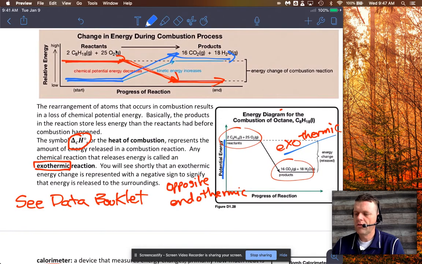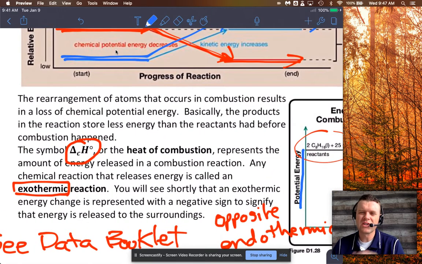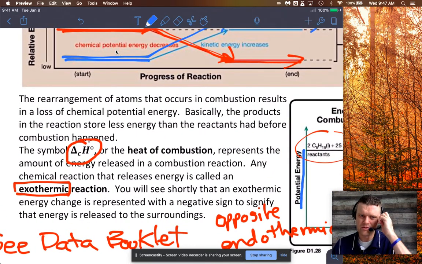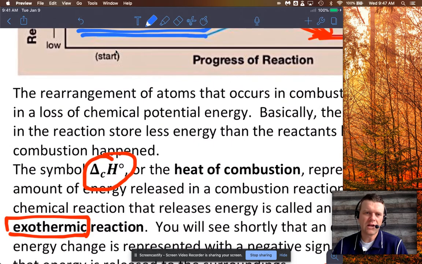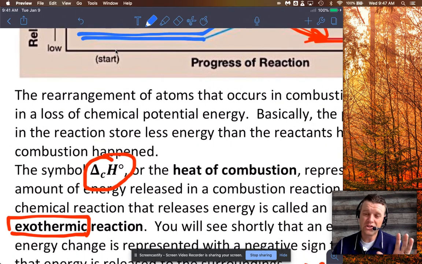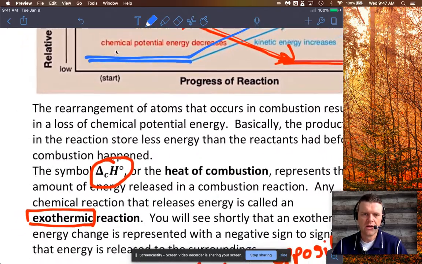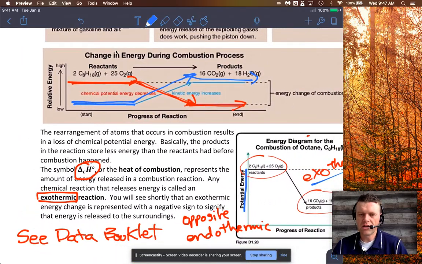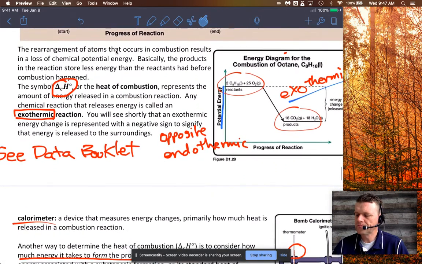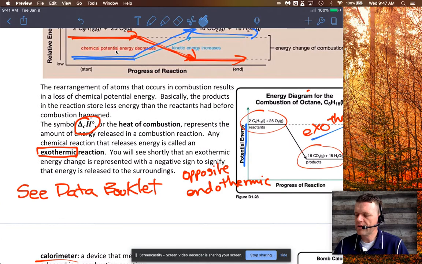Okay, so there's a bunch of symbols here, and I don't want you to trip on them too much. They call it the heat of combustion, and it's really a delta little c H with a degree. The H is heat, C is combustion, delta means the change in. You'll see that in the formula. So really, the only formula that you need to practice is the one in the data booklet.